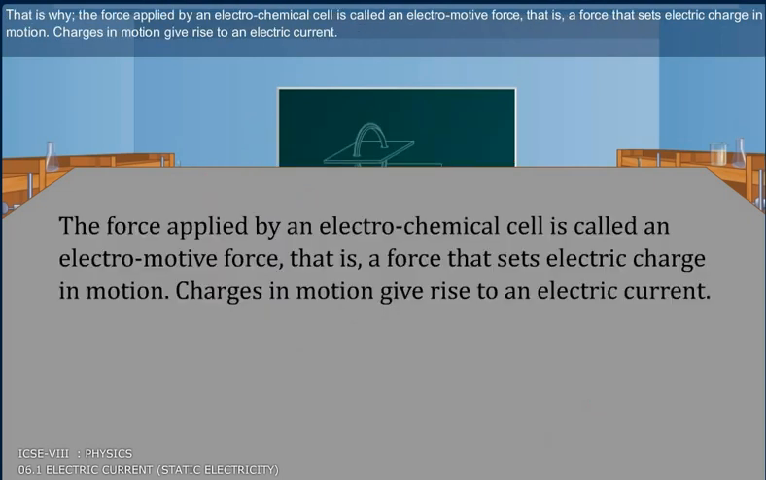That is why the force applied by an electrochemical cell is called an electromotive force. That is, a force that sets electric charge in motion. Charges in motion give rise to an electric current.